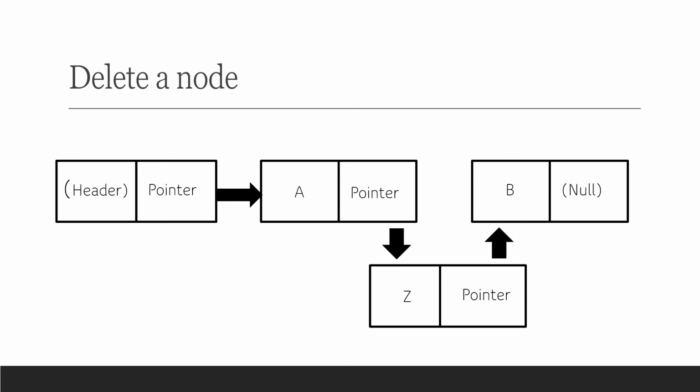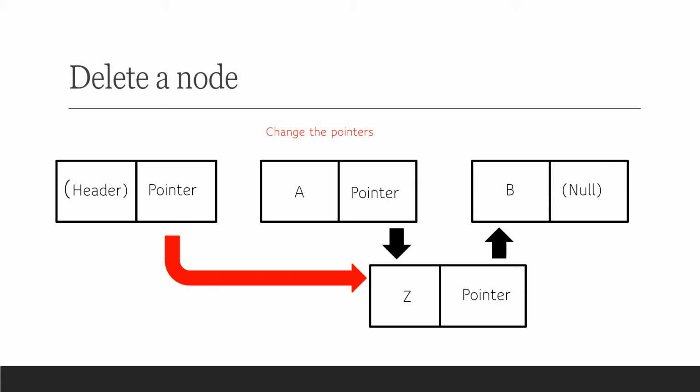Similarly, let's decide to delete a node. Now I'm going to delete A from the list, but the same thing will apply whichever value I want to delete. All I have to do is change the pointers. The computer will now skip over A. It will start at the header and go straight to Z.